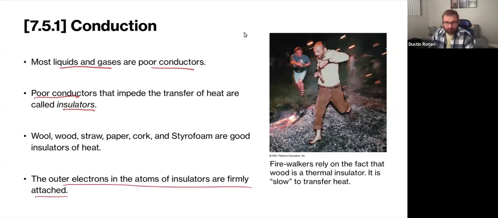And firewalkers actually use this fact when they do their trick of walking across coals. Wood is actually a really good thermal insulator, which makes sense because you can stick a piece of wood into a fire like a campfire, and the end of the wood could catch on fire, but you don't feel it in your hand. That heat doesn't transfer. You feel the heat from the flame, but you can still hold that wood. It's a really good thermal insulator, and it is slow to transfer heat, right?